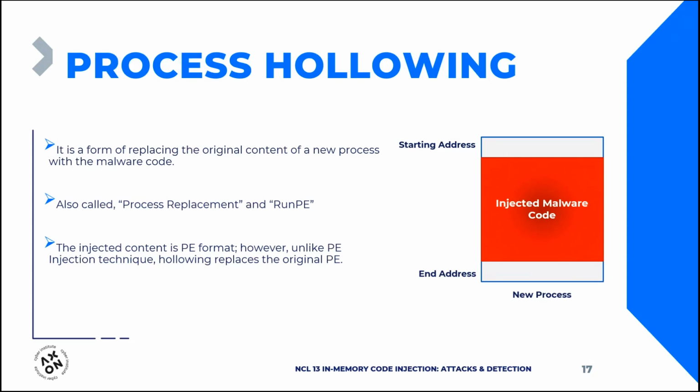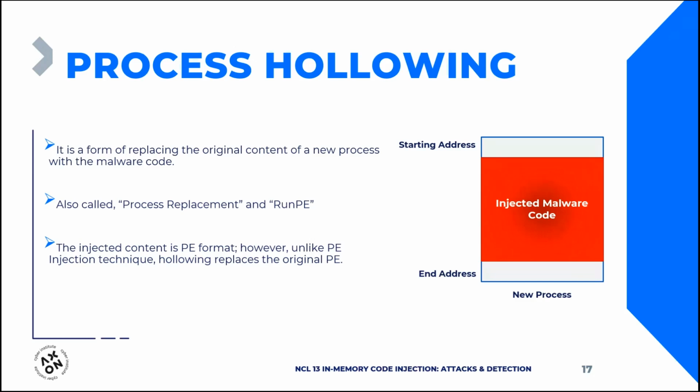Now we have two more techniques that are very similar but different from the previous two. This one is called process hollowing. The main concept of process hollowing is to replace the content of a legitimate process entirely, to remove it and replace it with my malware code.